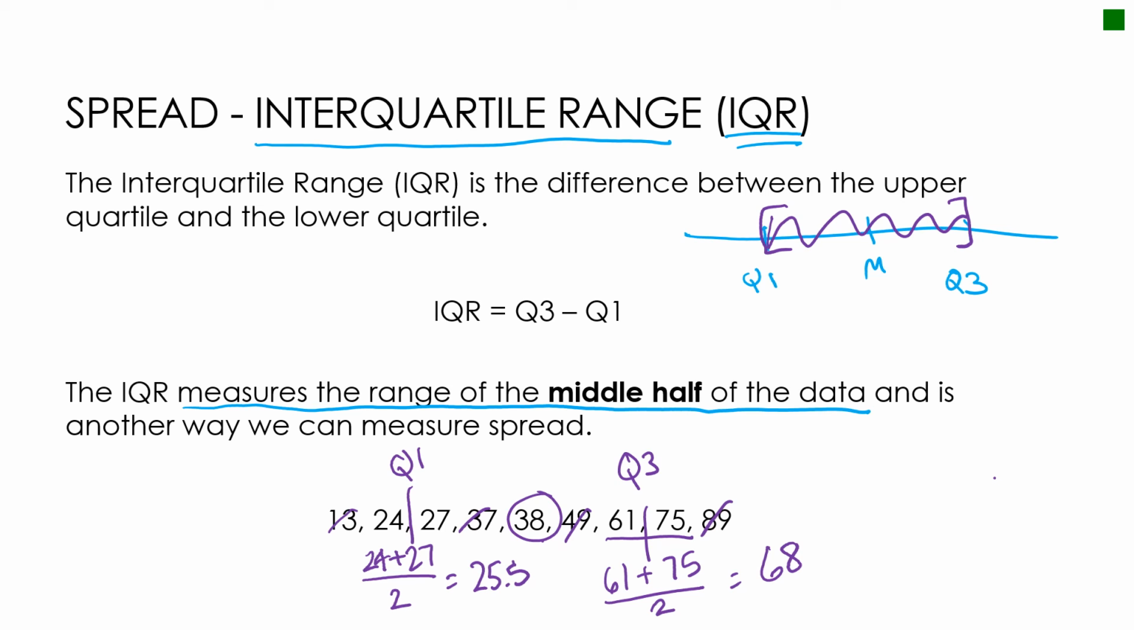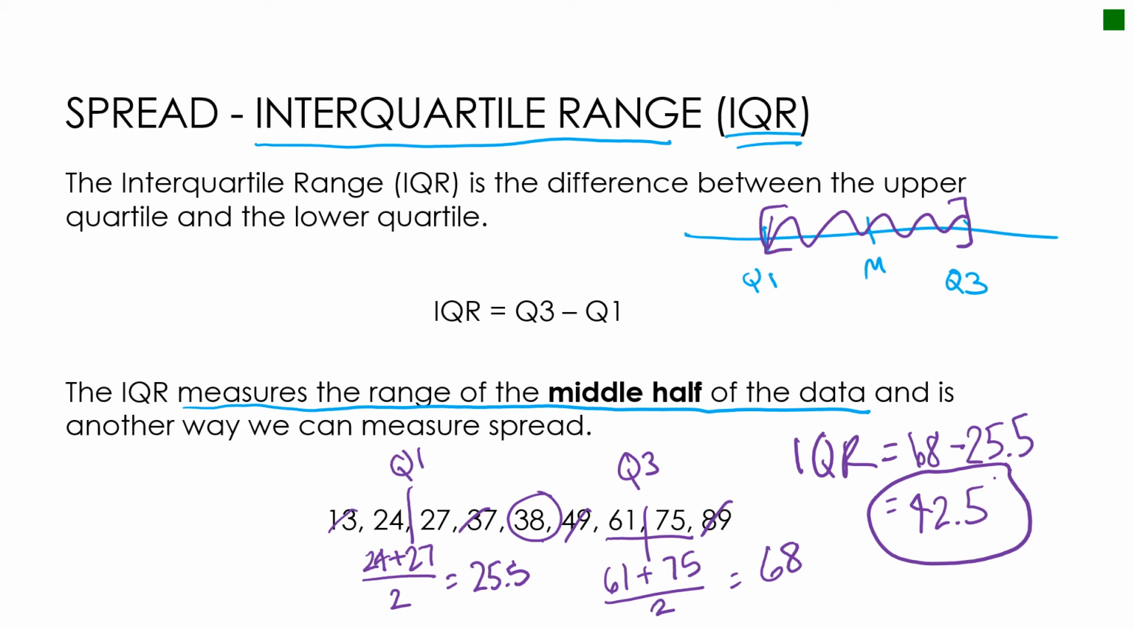To find my IQR, I would take 68 minus 25.5, and my IQR would then be 42.5. So that's telling me the middle half of my data has a range of 42.5.